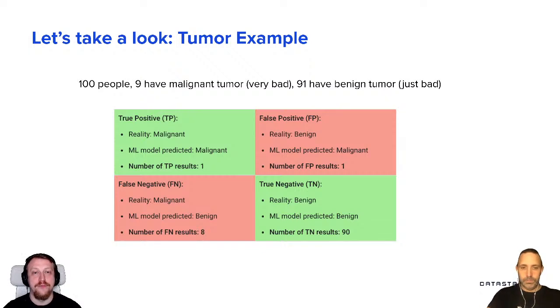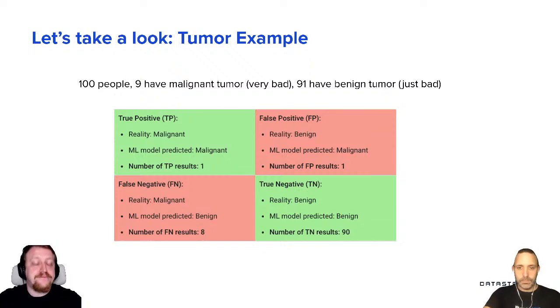We speak with a tumor example. For this example, we will work with different metrics. We have the situation: 100 people, all of them have a tumor, but 9 have a malignant tumor, which is very bad, and 91 have a benign tumor, which is also bad but not so deadly. You know, machine learning is used very widely in medicine.